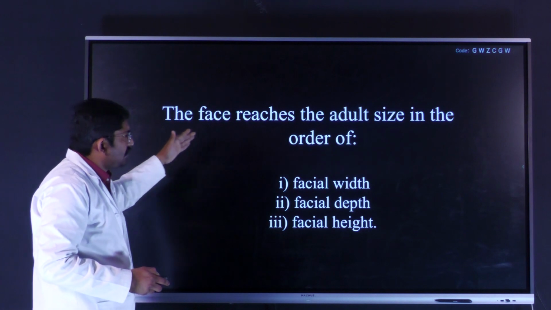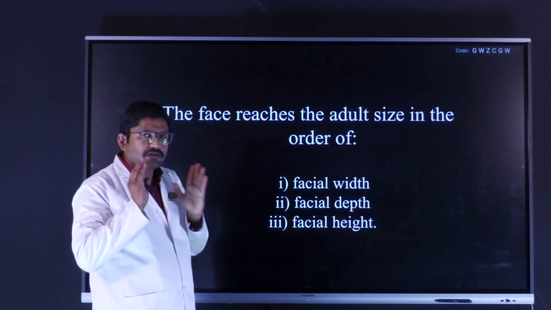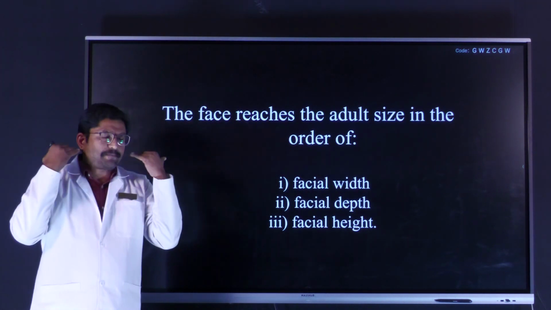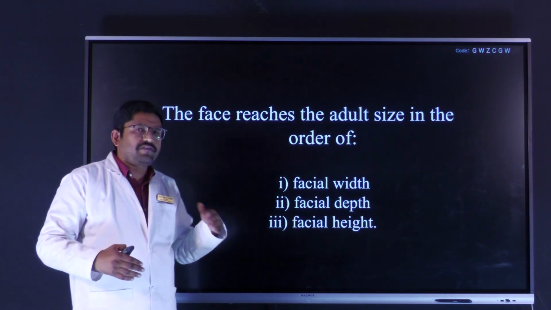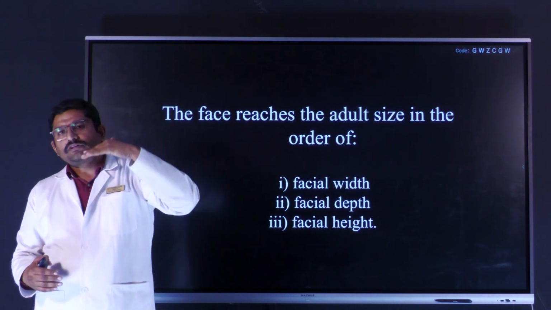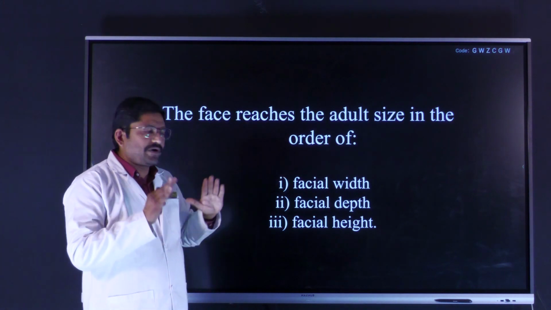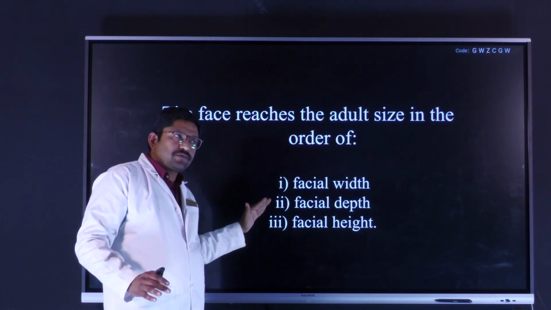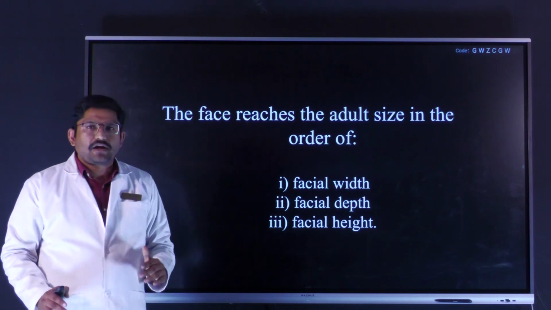So the face reaches the adult size in order: facial width is finished first, then the facial depth, which is the anteroposterior dimension, and then the facial height. So this is the order. First finished is the width, then the anteroposterior depth, then the height of the face.